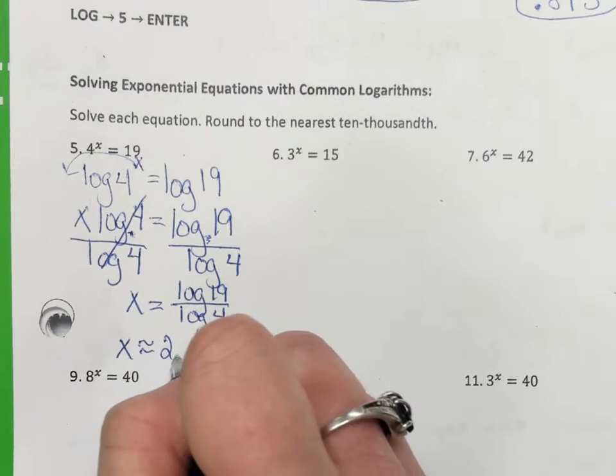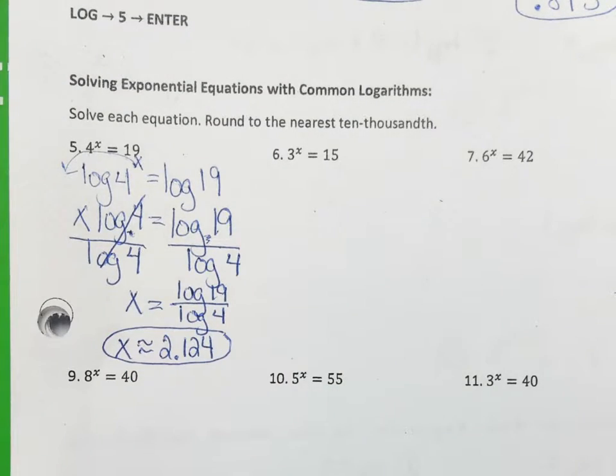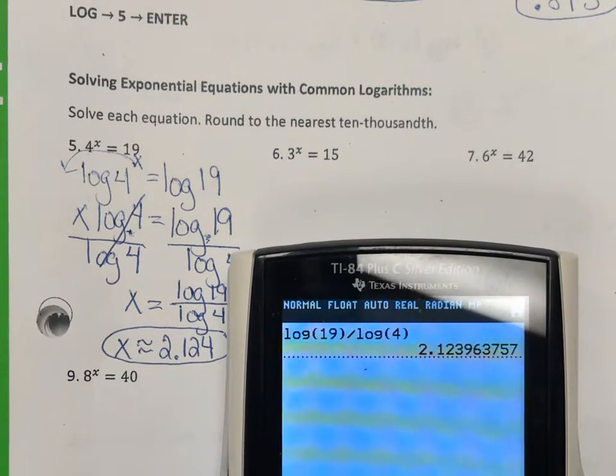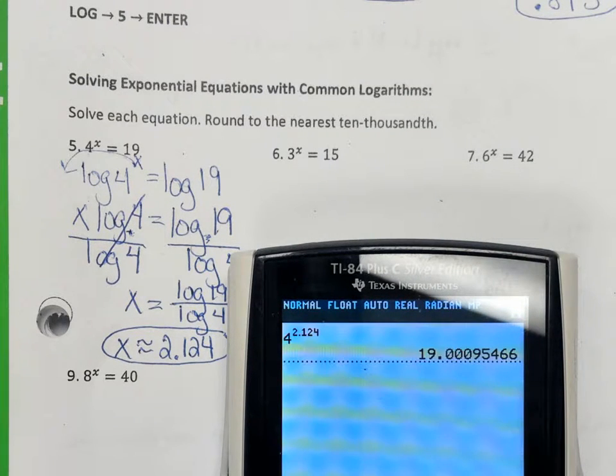2.124. Very good. Now, can I check that? How could I check that? Plug it in for x, right? So 4 caret 2.124, and it should give you close to what number? 19.